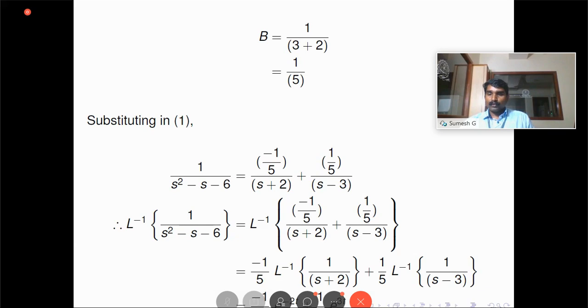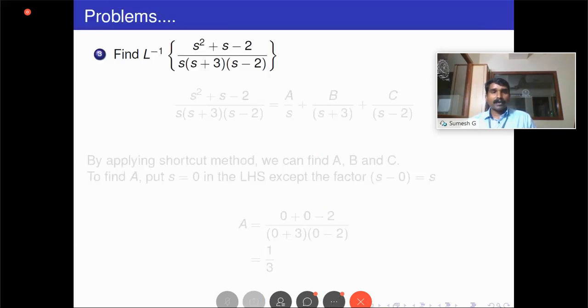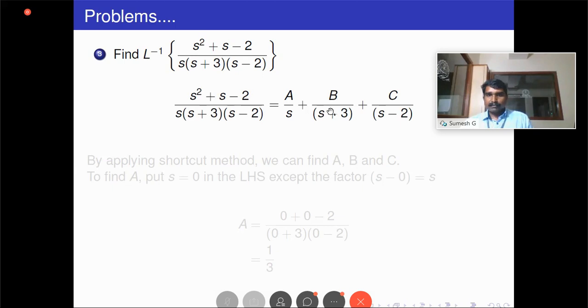Now we move on to the next problem. Find the inverse Laplace transform of s square plus s minus 2 divided by s into (s plus 3) into (s minus 2). In this case, the denominator is a product of 3 terms. So first we apply partial fraction. The partial fraction form is a by s plus b by s plus 3 plus c by s minus 2. Here we can apply the shortcut method to find the values of a, b and c, because the denominator is a product of distinct first degree terms.